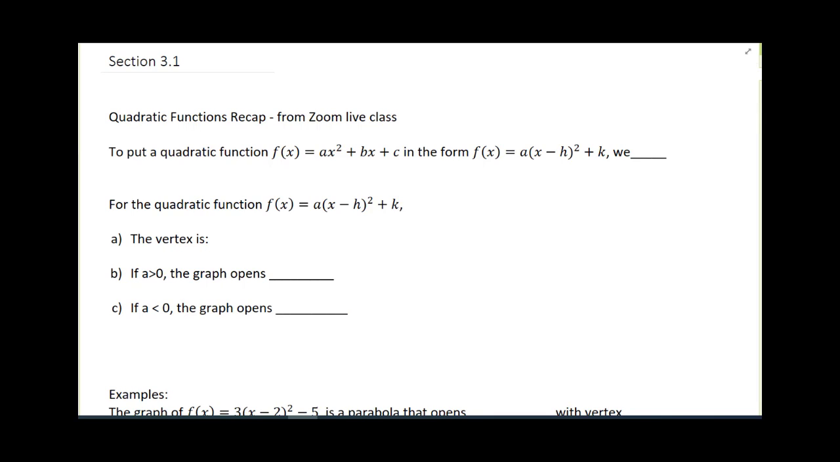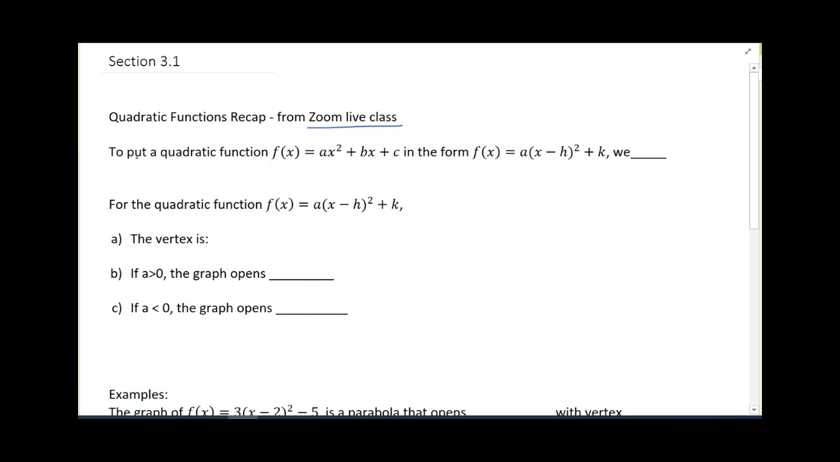Hi there. In this video, we're going to continue our study of section 3.1. If you haven't watched the live Zoom class, I encourage you to do that because I'm just going to recap some of what we talked about in the live Zoom class. So you can go to our Canvas homepage and watch the recording.